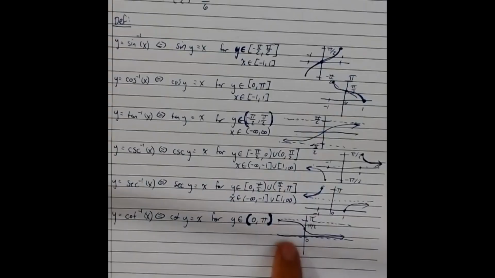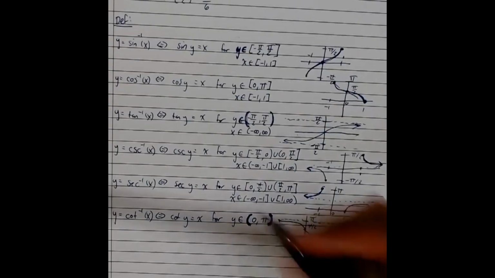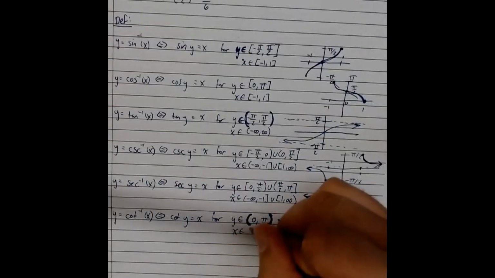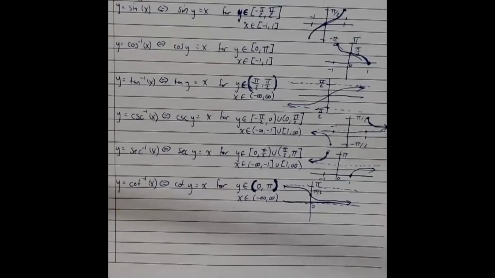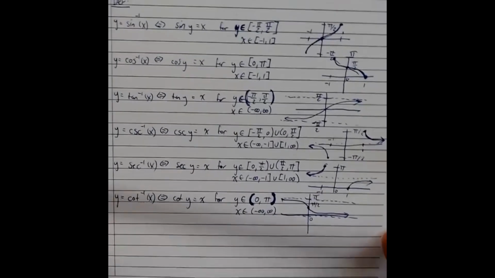And finally, this one goes on forever to the left and to the right. So here x is bound between -infinity and infinity. It's a little strange to say it's bound by infinity, but all that means is that there's no boundary.